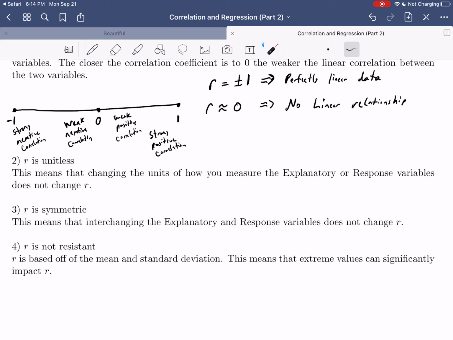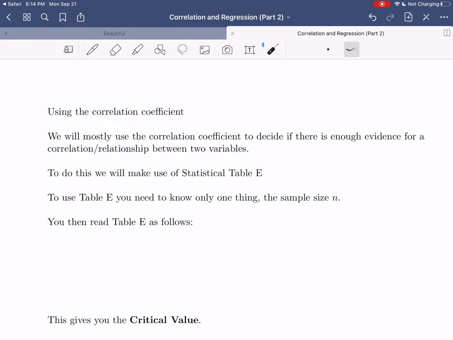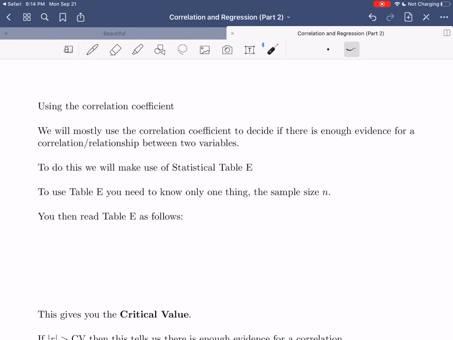Okay, since we have these properties, let's talk a little bit about how we're actually going to calculate it and use it. So, using the correlation coefficient. We're mostly going to use the correlation coefficient in our class to decide if there's enough evidence for a correlation or relationship between two variables. In other words, we're going to use the correlation coefficient to mathematically decide, is the pattern that we're seeing in the data strong enough to really be viewed as a pattern, or does it just happen to still be a random jumble? This will be really important because if we can use the correlation coefficient to truly establish that there is a pattern, then we can model that pattern and use that pattern to make predictions, draw conclusions, etc.